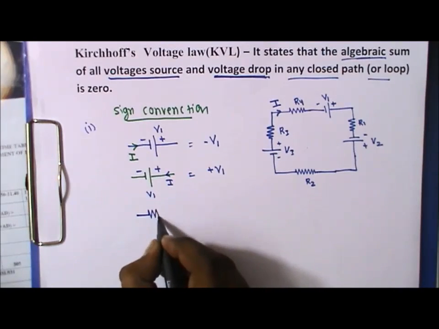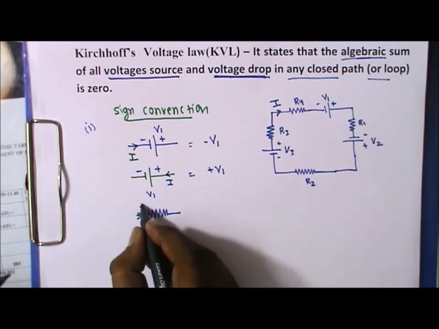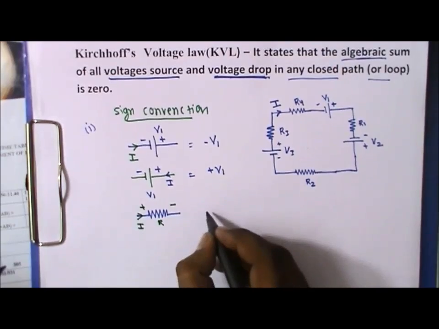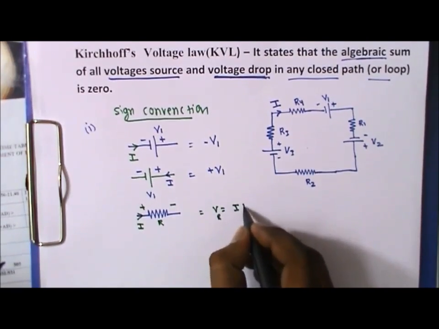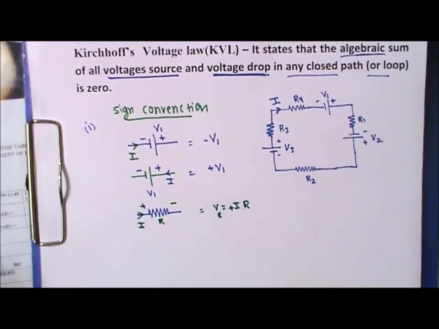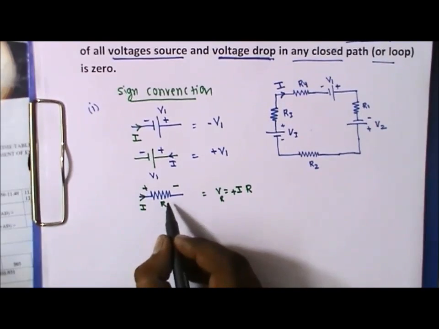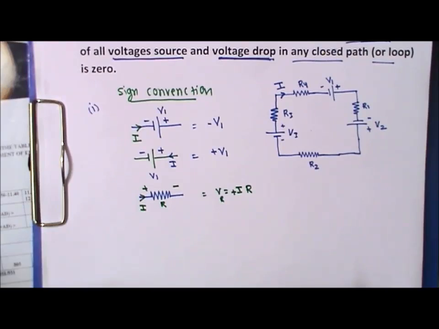Let us suppose this is the resistance. If the current is going in this direction, put it plus or minus. Let us suppose resistance R is having a current I. So we can say that VR should be equal to plus I into R. The current के direction में जो भी resistance आएगा और उस पे आप प्लस माइनस लगा दीजिए. This is the basic convention that we are following.